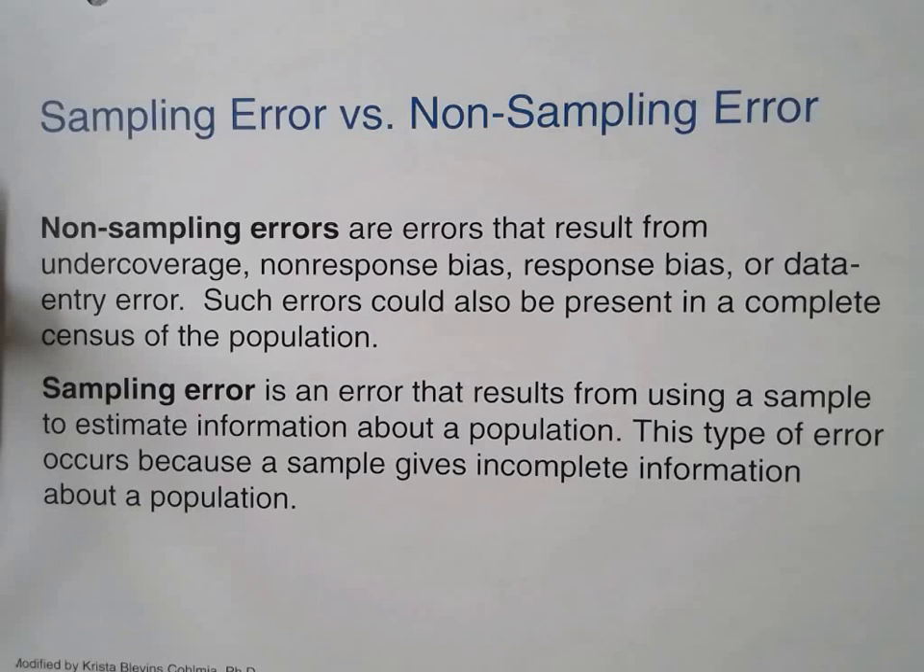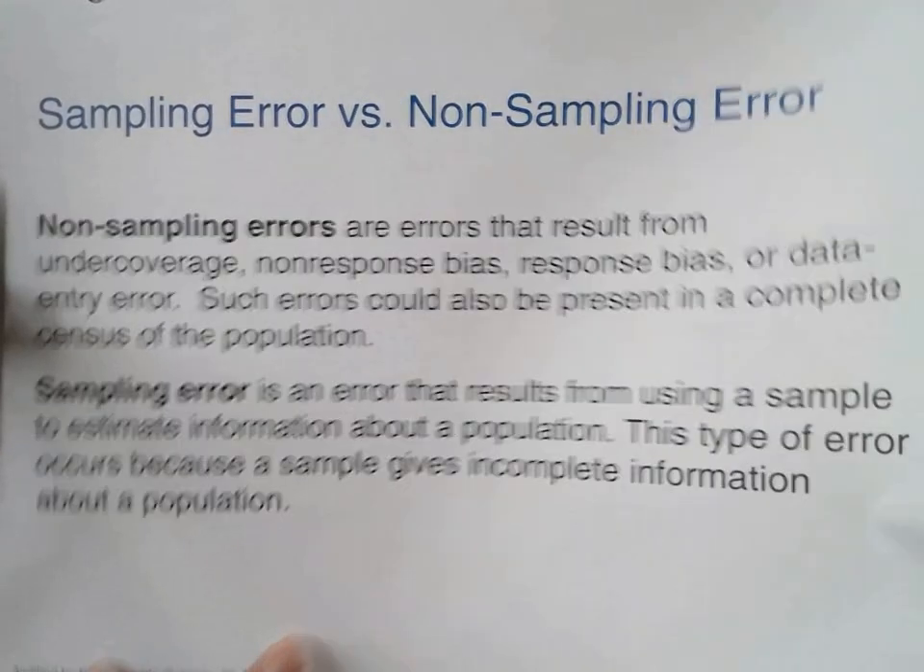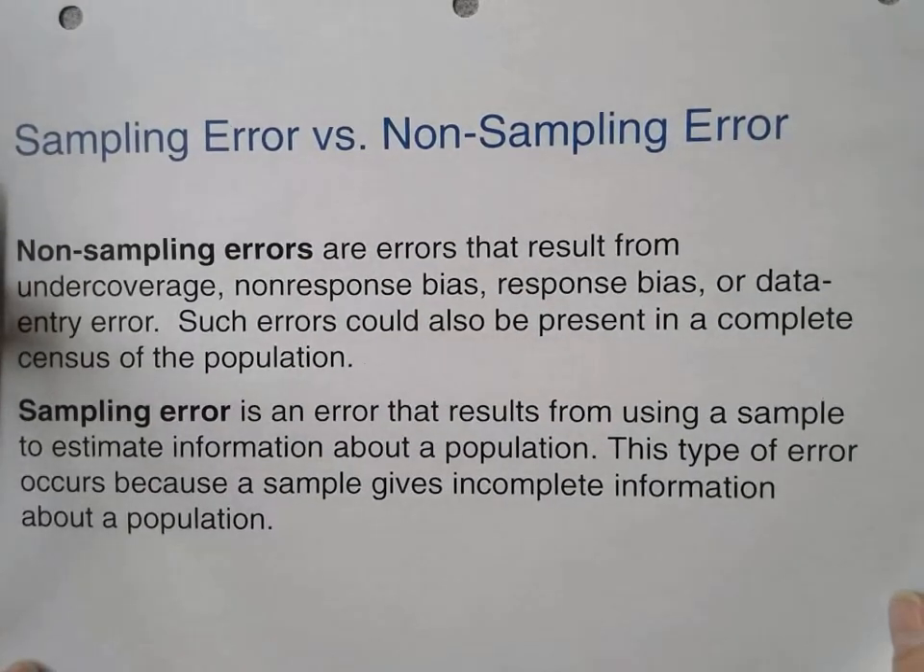Sampling bias, again, is about your sampling technique. Sampling error results in using a sample to estimate a characteristic or a quantity in a population. And that is section 1.5. Any questions from it?